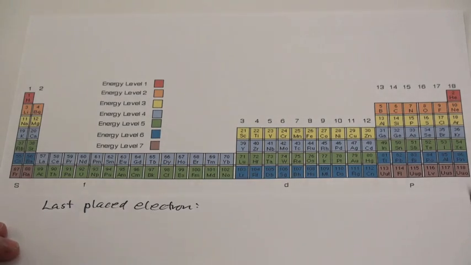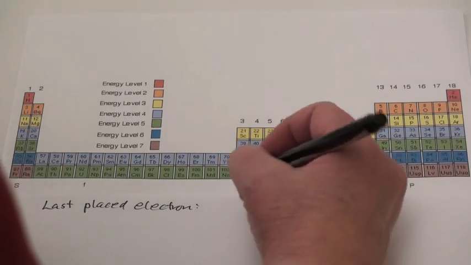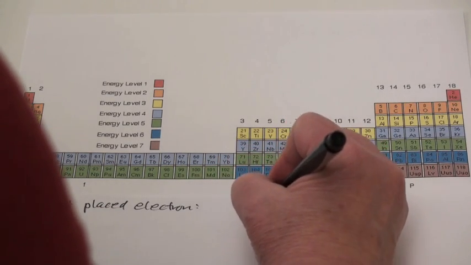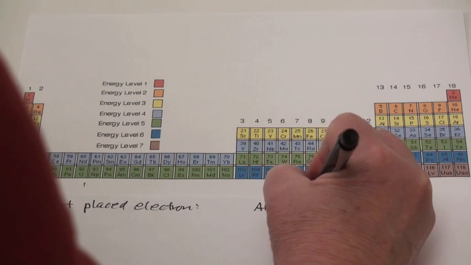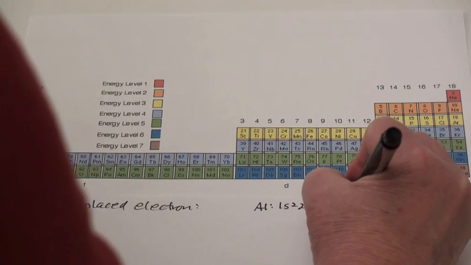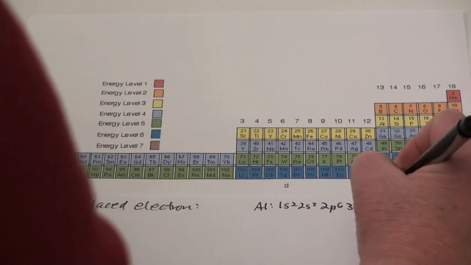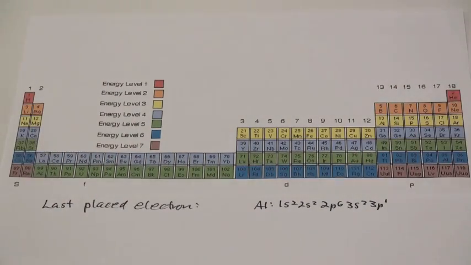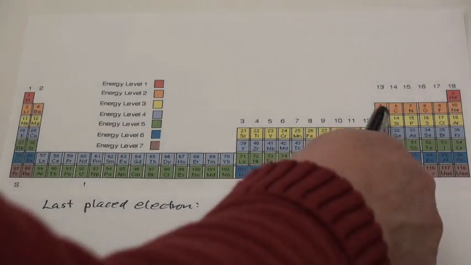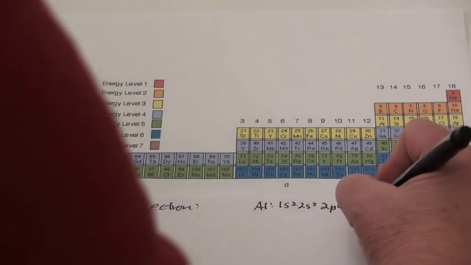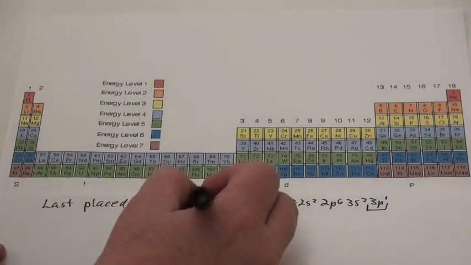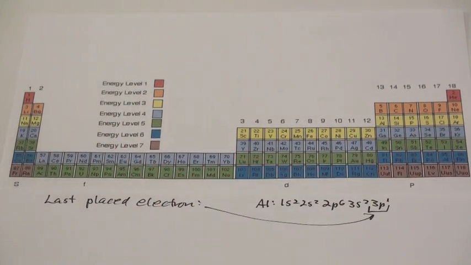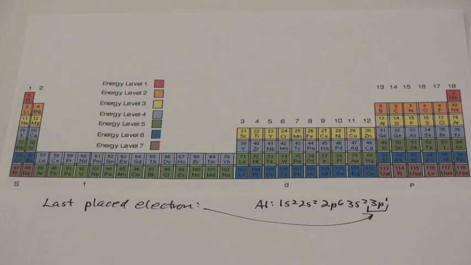of, let's say you want to do aluminum. Now aluminum is 1s2, 2s2, 2p6, 3s2, no, 3p1. Sorry, 3p1. So the very last one, 3p1, is the last placed electron. It's just the last one in the whole series, and it's really easy to find.